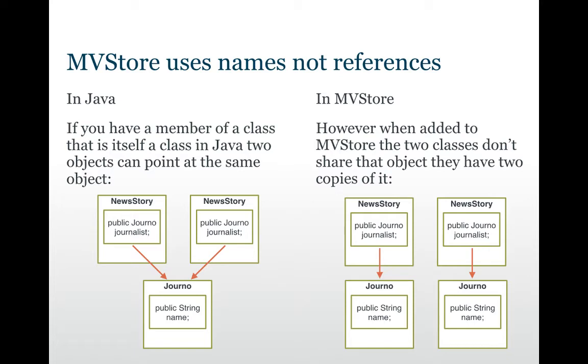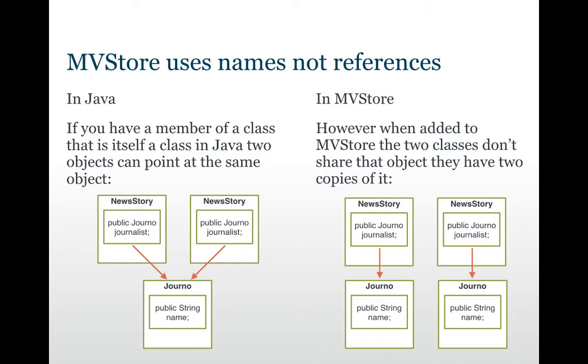The problem with that is if you then send a news story to be saved on disk, what does MVStore do? Well, MVStore can't guarantee that this object is in memory. The whole point of having the database is so that you can have terabytes of information that you don't have the memory to store. So it will make multiple copies of this every time you save to disk. This structure on the left will turn into this structure on the right.